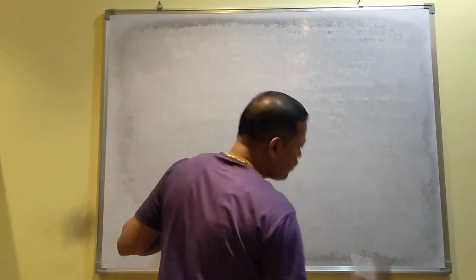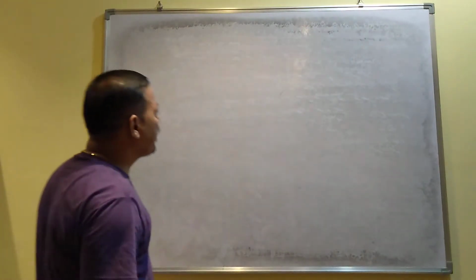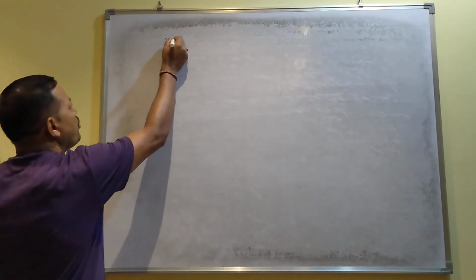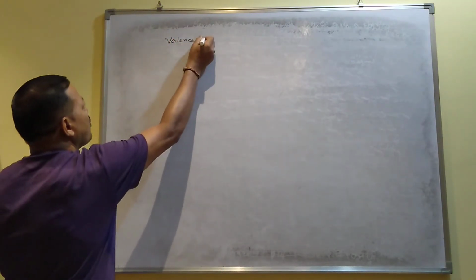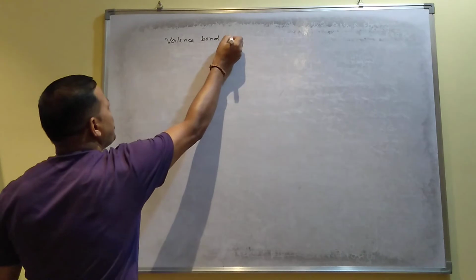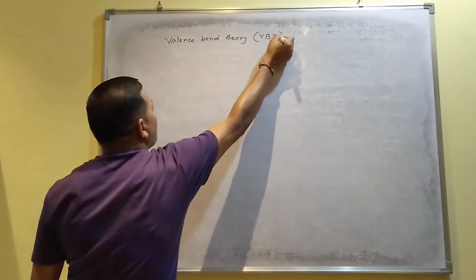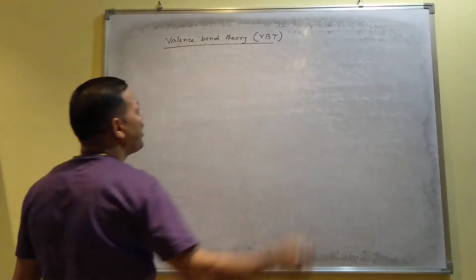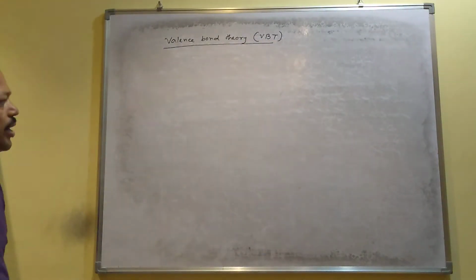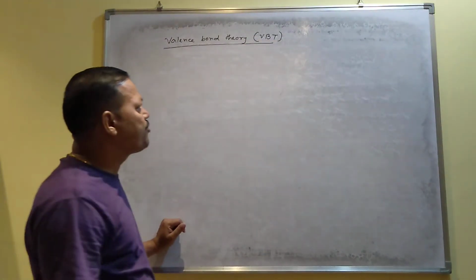Now we'll move to another topic, which is called valence bond theory. In short form, it is called VBT, valence bond theory. This is very important, and this is one of the new concept for your class 11.